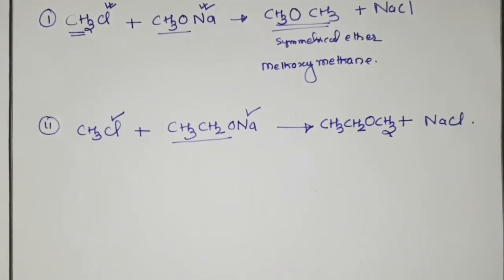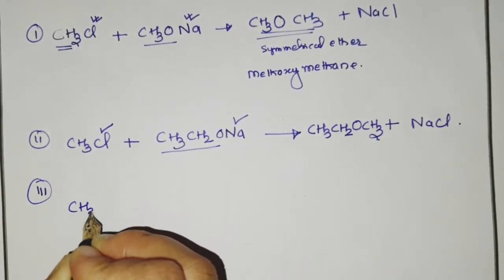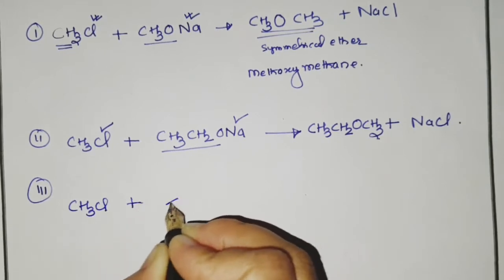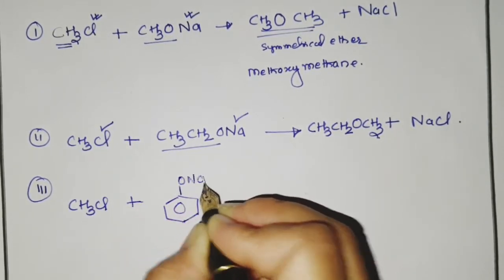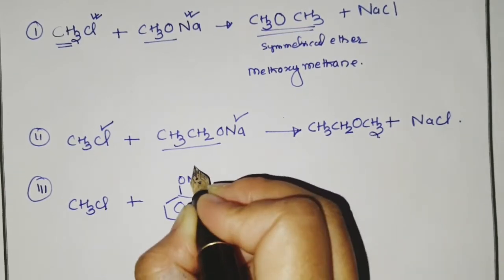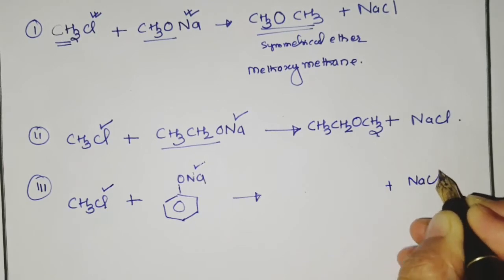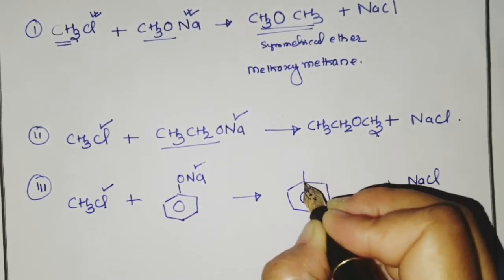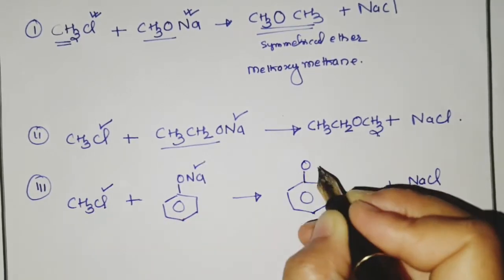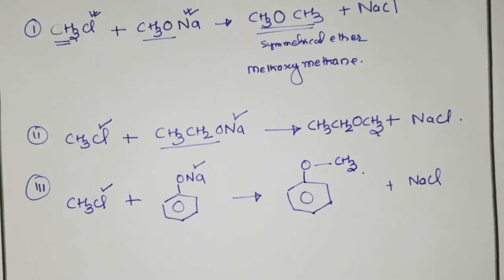Again, let us take some more examples. Third one: CH3Cl plus this phenoxide. Again, what happened? Na and Cl will be removed as NaCl. First write your phenoxide, and then you make a new bond with this CH3. So this is your product.